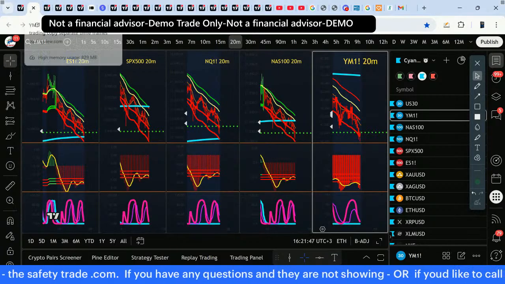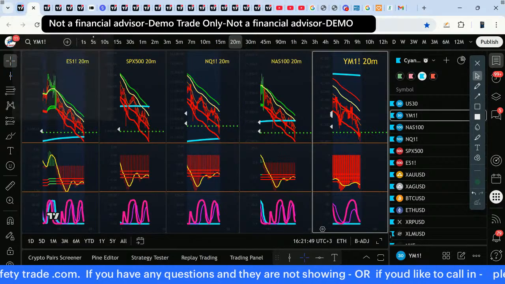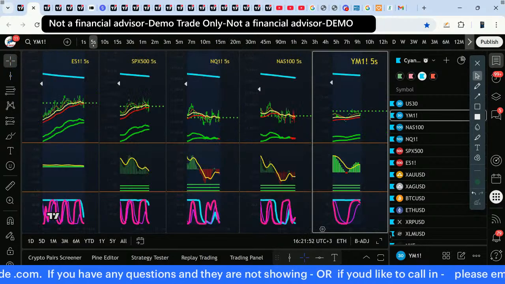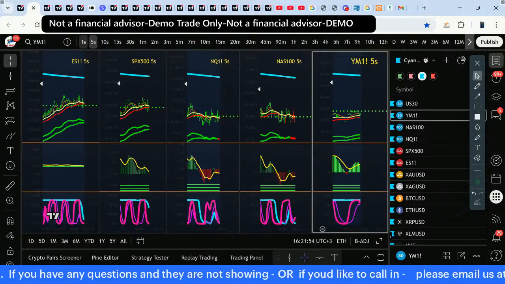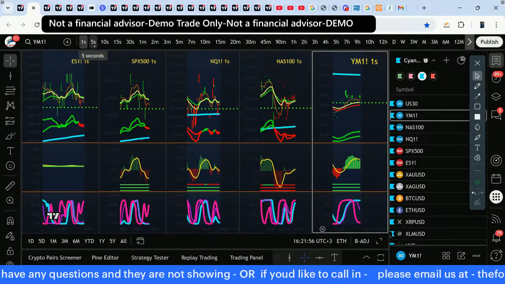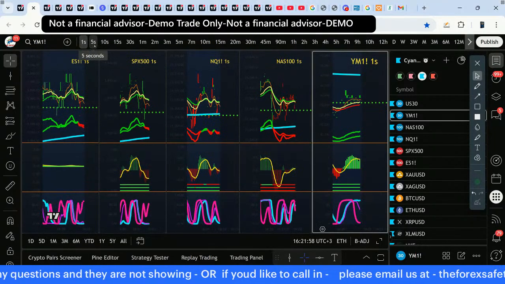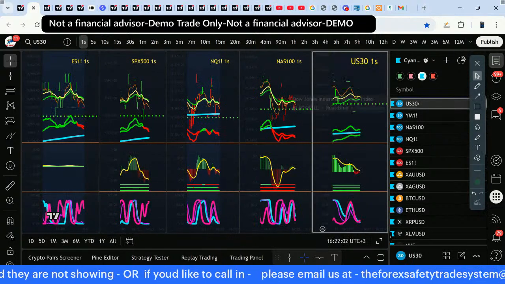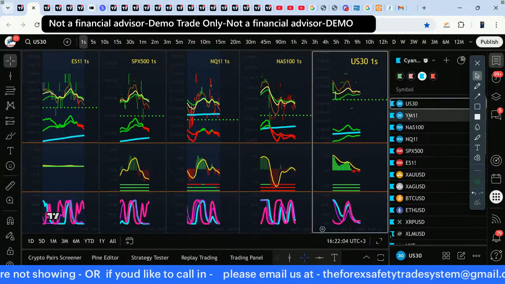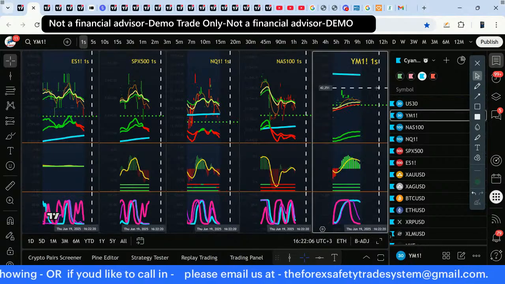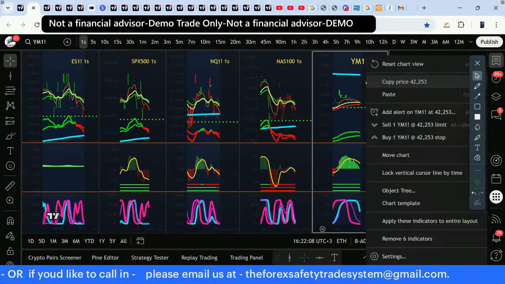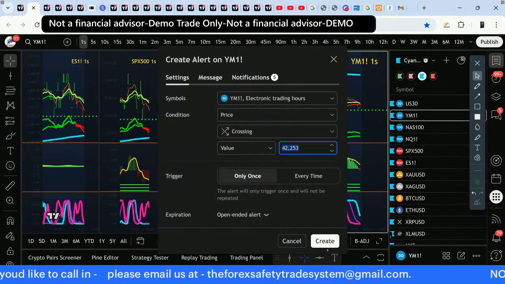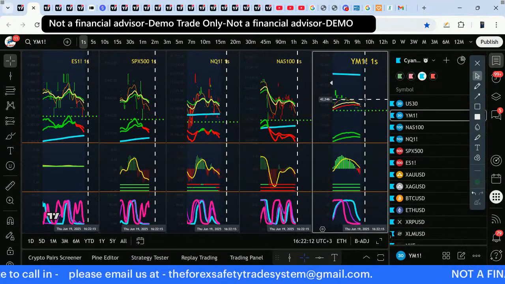How gorgeous is this? How fun is this? This is so fun. We get to do the buys, we get to do the sells, we get to do the buys and the sells. Buy stop YM1 to the 1 second blue line, free money. Buy stop. When I say free money, it's like the Kmart blue light special.